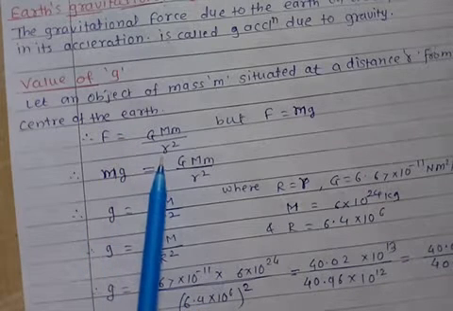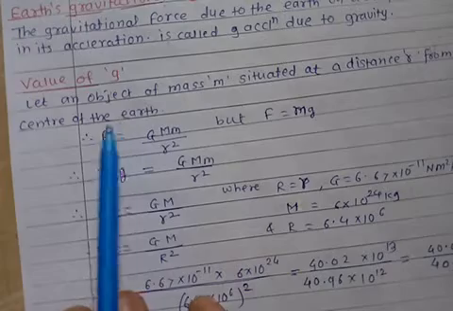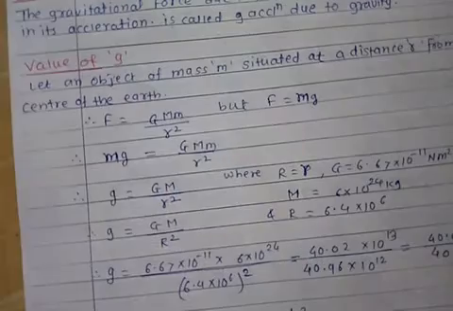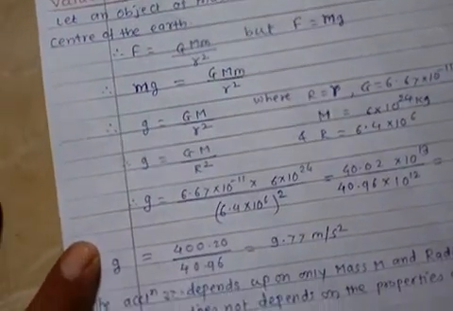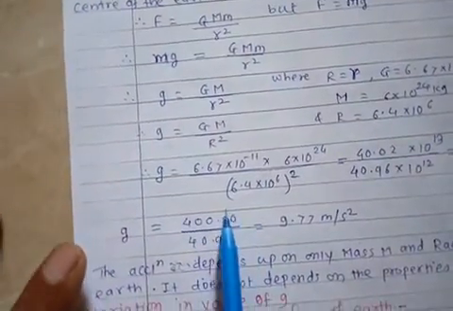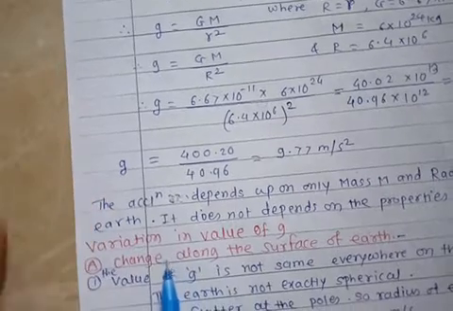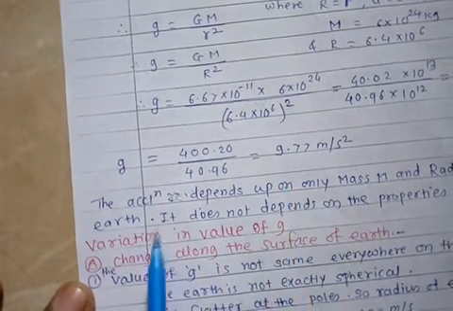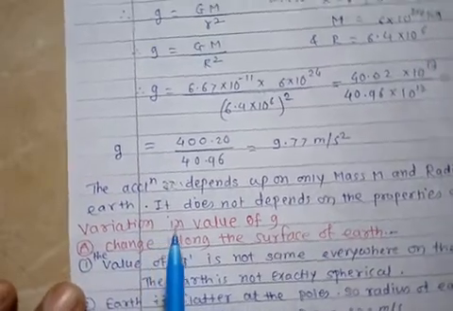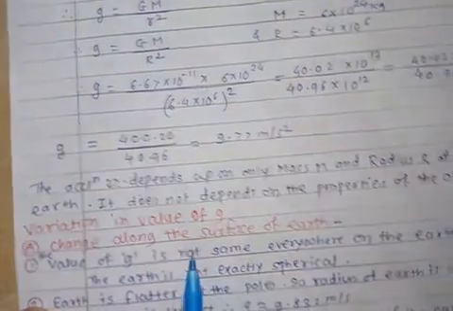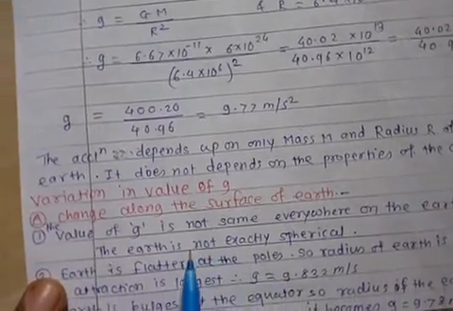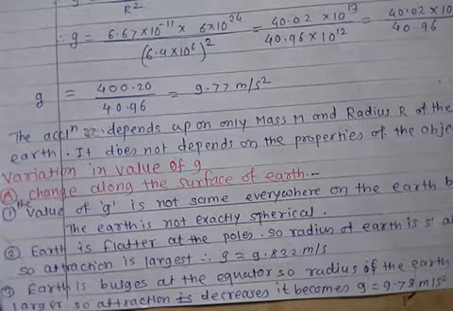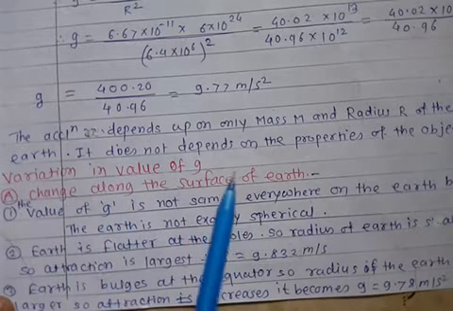But if the distance between them becomes twice, then the force becomes 1/4 times. That is the point you have studied, and you must prepare this. Next, the value of g is generally 9.8, but is it the same at all places or not? No, it is different at different places.